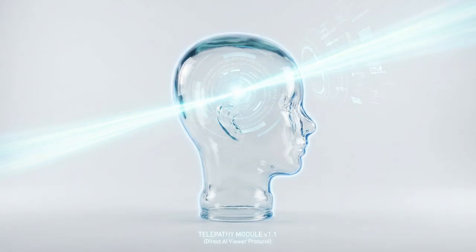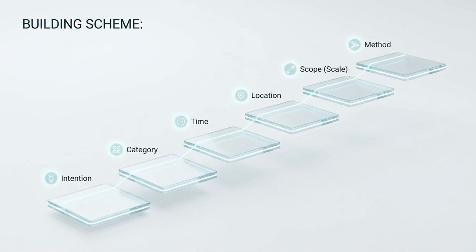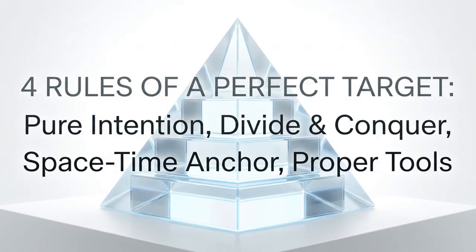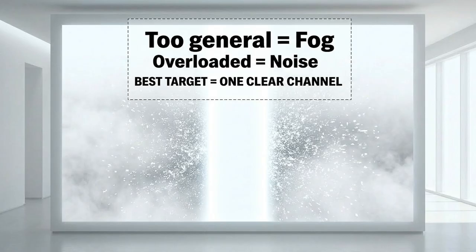To sum up, the true target is your pure intention. Break complicated targets down into smaller stages. Always precisely define the time and place to avoid wandering, and choose the right protocols for the specifics of the target. A target that is too general creates fog. An overloaded target creates noise. The best target is always one clear channel.